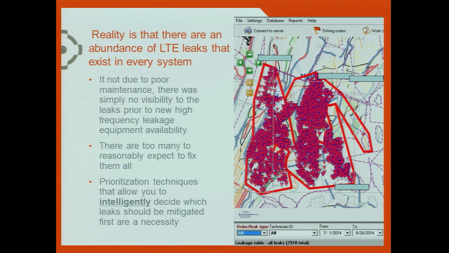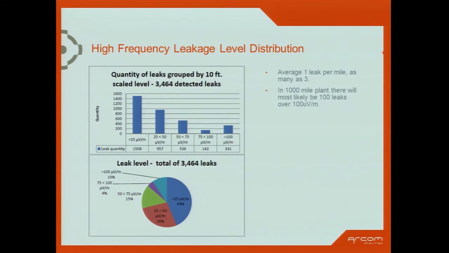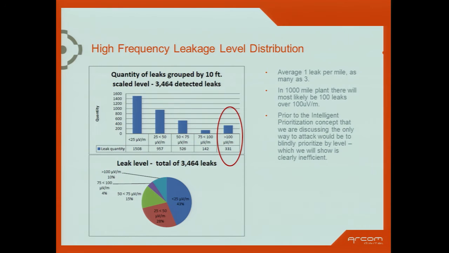And what's happened is that technology has squeezed so much bandwidth into the cable system that the noise susceptibility is increased. So we're going to show a number of prioritization methods on how to pinpoint or how to prioritize which leaks need to be affected. Here we're looking at some studies that we did on over 3,000 leaks, which means over 3,000 miles of plant. So if you were to look at this prior to the prioritization concept that we're talking about, you would say, well, let's fix all the big ones.